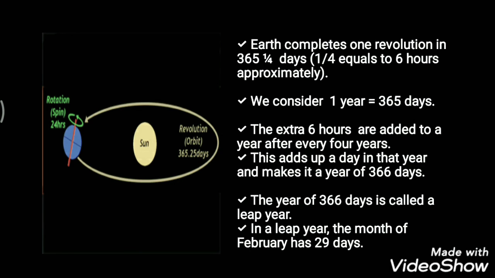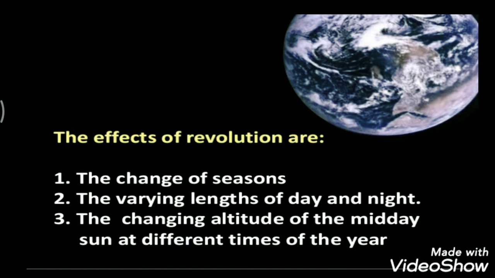Alright, so as we have the effects of rotation, we have the effects of revolution also. First is the change of season. Yes, occurrence of various seasons such as summer, winter, autumn and spring. So this happens due to this revolution of the Earth. Alright, next the varying lengths of day and night. Yes, the variation in the length of days and nights is caused due to this revolution of Earth.